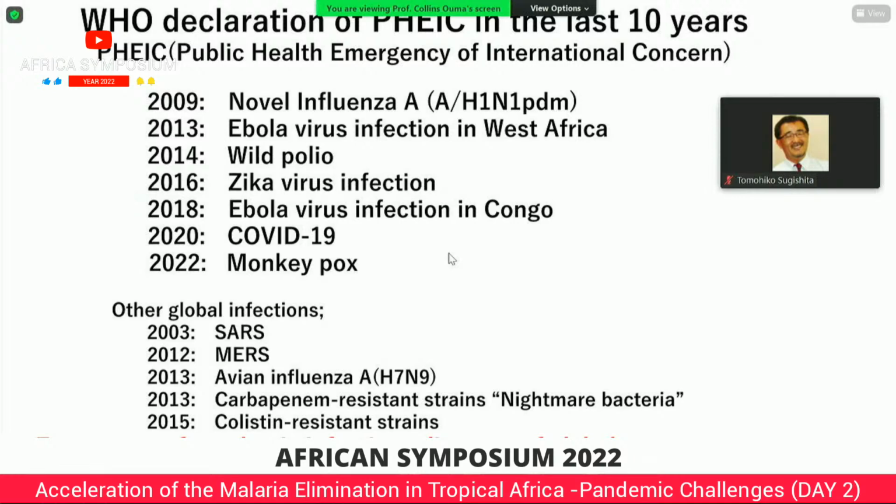Although no declaration has been issued, there are many communicable diseases such as SARS, MERS, and drug-resistant bacterial infection, and others. Such infectious diseases spread across national borders. Their control requires international cooperation and response. Next, please.